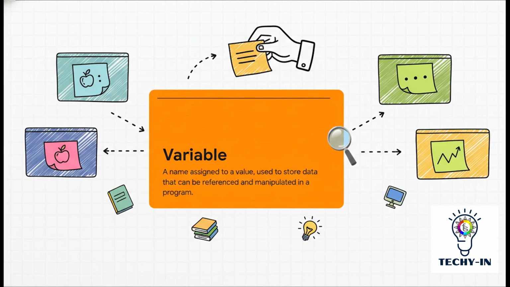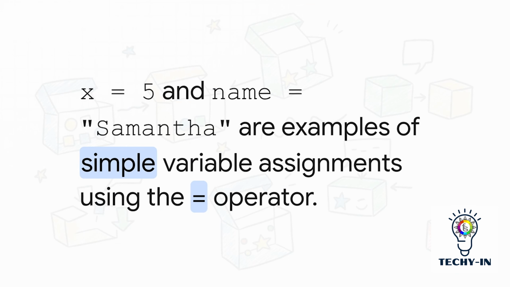So what is it really? At its heart, a variable is just a name, a label that you, the programmer, give to a piece of information. The best analogy is just a sticky note you slap on a box. You don't have to remember exactly what's inside, you just have to remember the label. And in Python, this is just beautifully simple.